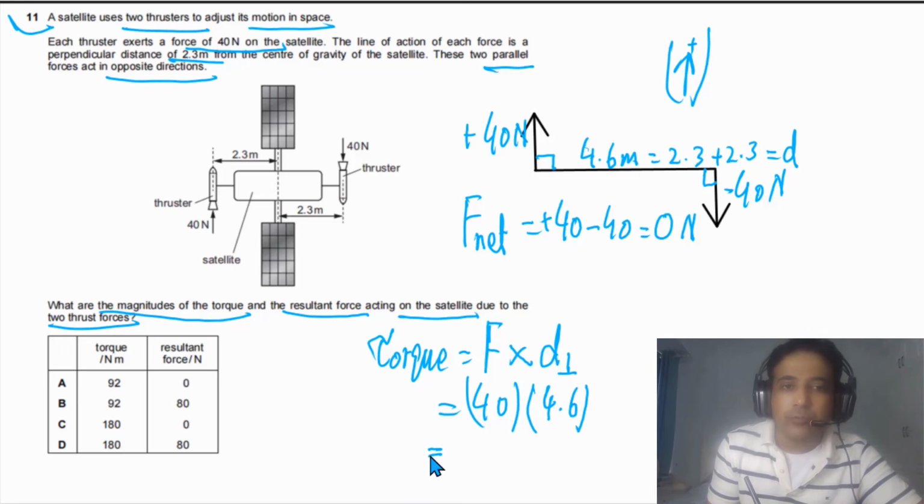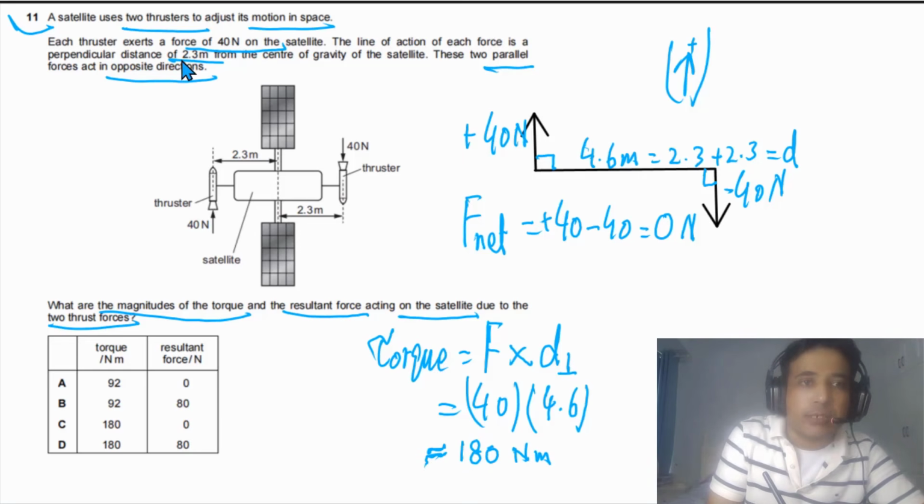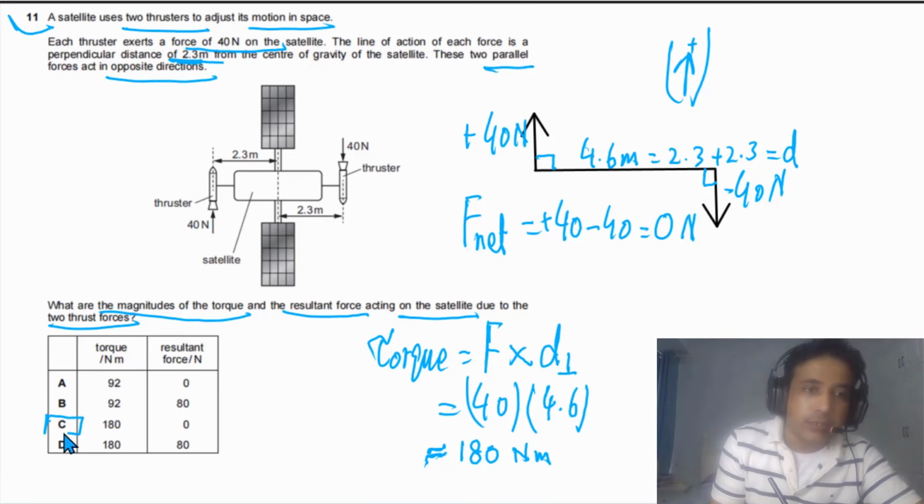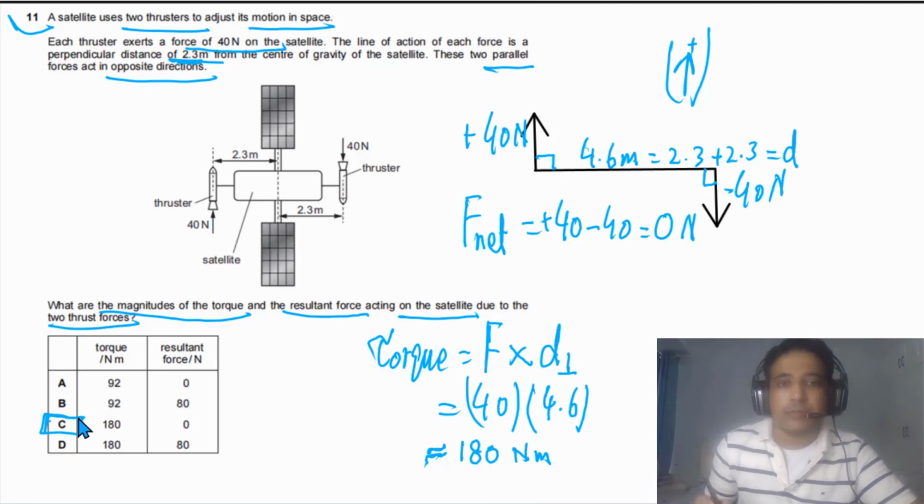Now if we solve this one up to 2SF, our answer will be equal to 180. Up to 2SF, you will get an answer in this case a little greater than 180, but if you write that one up to 2SF, you will get 180. So this is 180 Newton meters. So this is up to 2SF because our given data, this has 2SF, this has 2SF. So that's the reason we are using 2SF in our final answer. So the answer for this question has to be C.